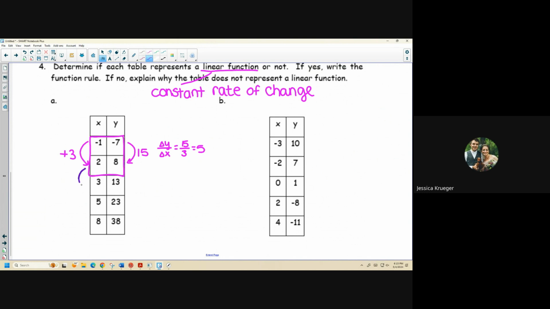Now I'm going to do it from here to here. 2 to 3 is an increase of 1. 8 to 13 is an increase of 5. Change in y over change in x is 5 over 1. That's also 5. This is looking linear, but let's just double check. 3 to 5 is an increase of 2. 13 to 23 is an increase of 10. Change in y over change in x, 10 over 2 is 5. And just to double check, 5 to 8 is plus 3. 23 to 38 is plus 15. That is still a rate of change of 5. So A is linear.